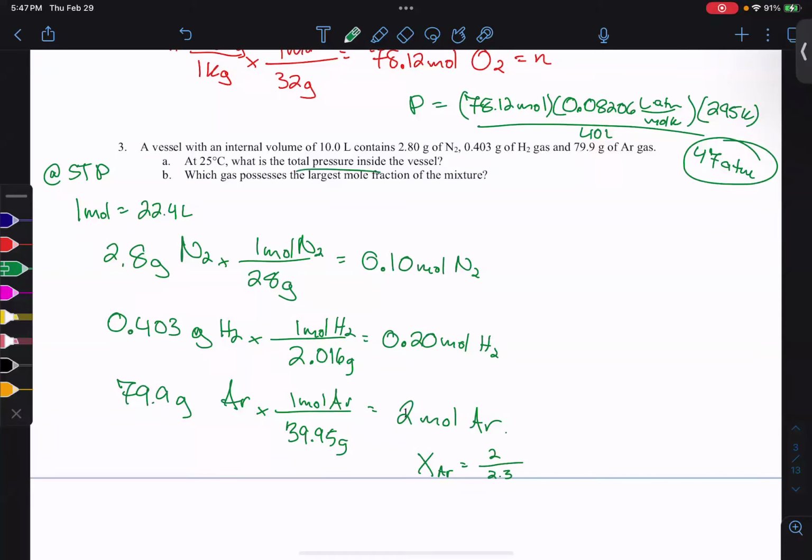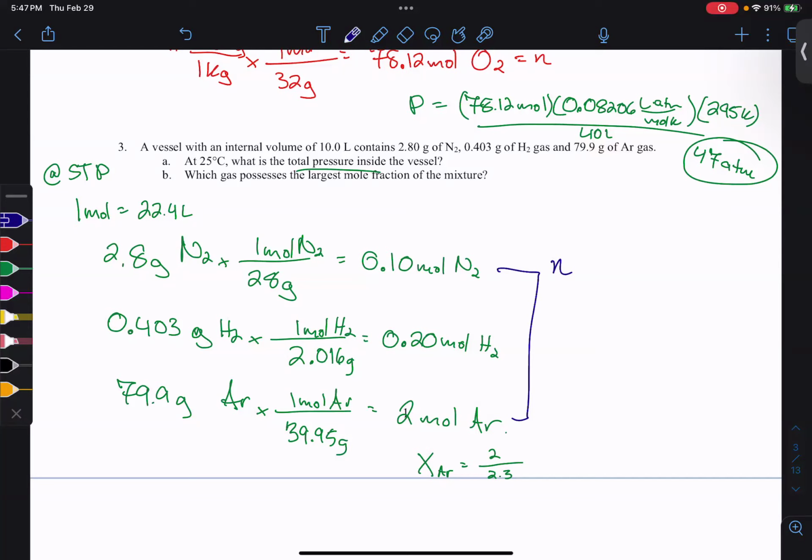So if we want the total pressure inside the vessel, we could calculate the partial pressures of all of them individually and add them up, but I don't want to do that. That's a lot of work. So I'm going to do the lazy way and just add up all of these mole amounts, because PV = nRT doesn't care what gas it is.